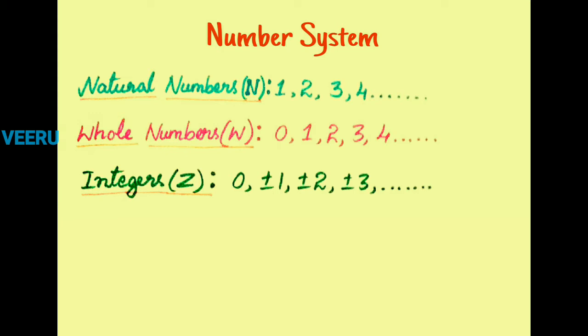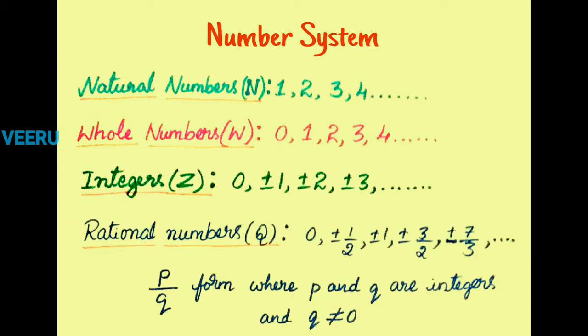If you take all the integers and also the fractions, those numbers are called as rational numbers. It means a number which can be written in the form of p by q, where p and q are integers and q not equal to 0, then those numbers are called as rational numbers. Hence, to call a number as a rational number, it must obey two conditions. Those are p and q, it means the numerator and the denominator should be integers, and also q not equal to 0. It means the denominator should not be equal to 0.